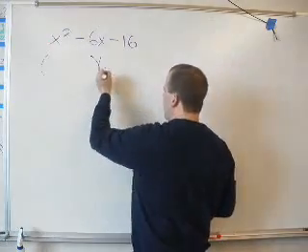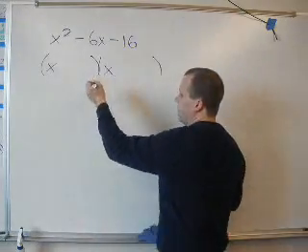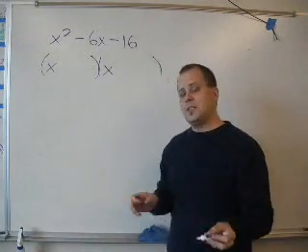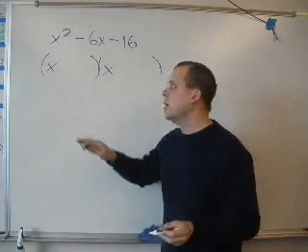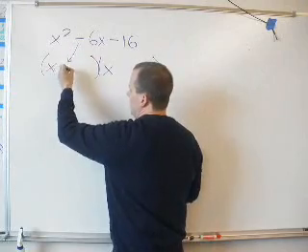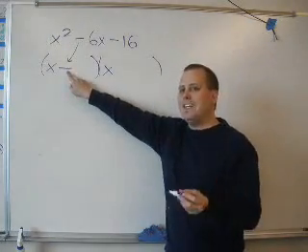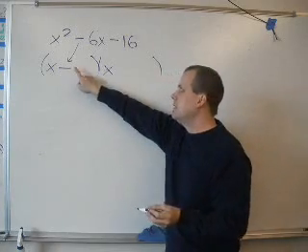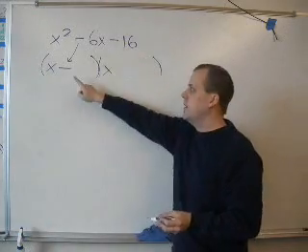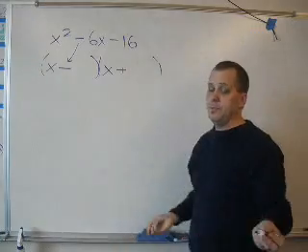Watch how this works. I'm going to make my two sets of parentheses. What times what equals x squared? Well, obviously, it's x and x. Now, in the last two segments, I kept telling you the first sign comes with you. Well, it's the same. Now, I say to myself, what times a negative is negative? A negative times a positive is negative.